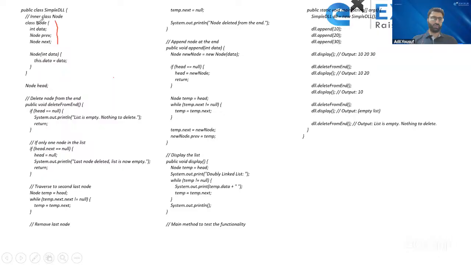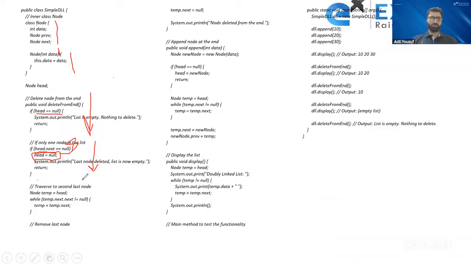I have created a node with previous, next, and data, then a constructor giving the data to it. Then I am simply deleting a node. If the list has nothing to delete, I check if head is equal to null, like in the previous case. Then I check if there is only one node in the list, meaning head dot next is pointing to null. For that, we set head is equal to null, so it will simply remove the first node.